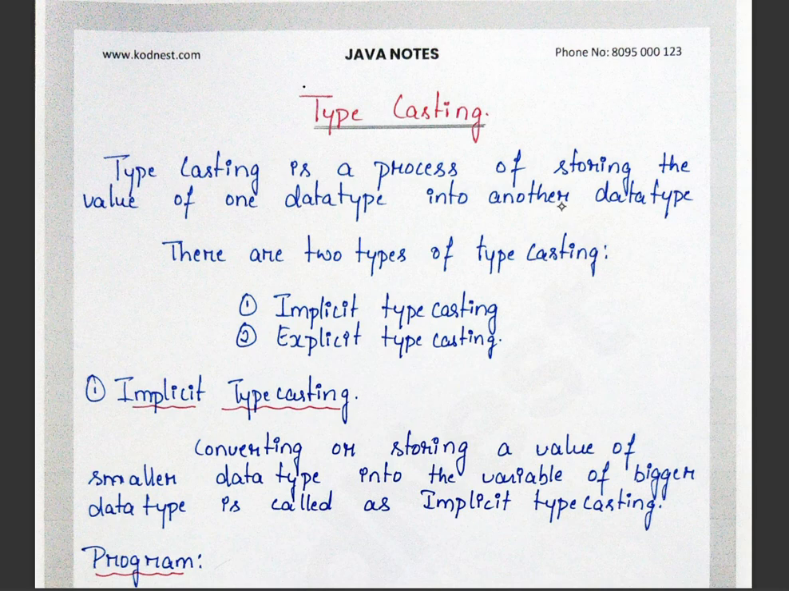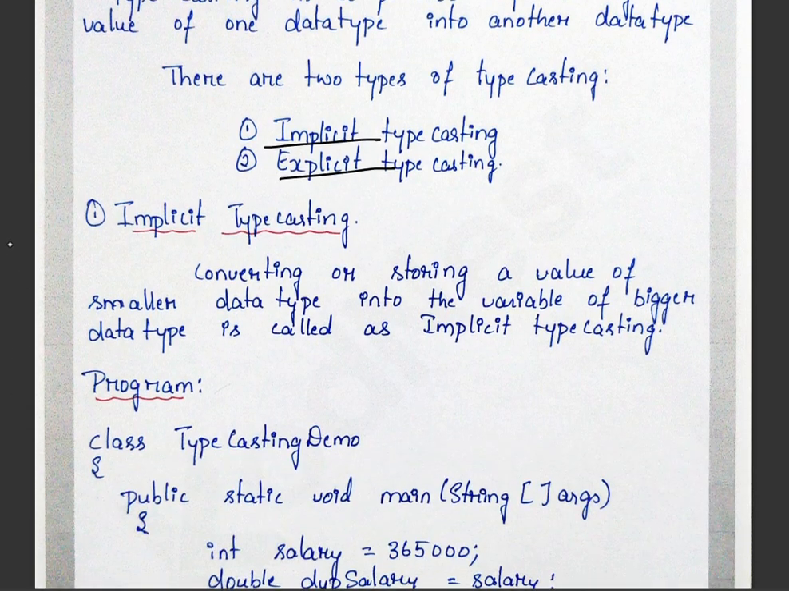So we have int and float. Storing this int value in float is known as typecasting. It is useful in some situations. There are two types of typecasting: implicit typecasting and explicit typecasting. First let's discuss implicit typecasting.